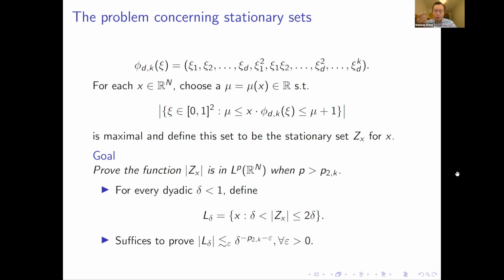And we have a simple goal. If you look at the measure of z of x, meaning that for each x you have a z of x and you're looking at its measure, you want to prove this measure is in LP whenever P is bigger than the sharp conjectural exponent P of 2K.